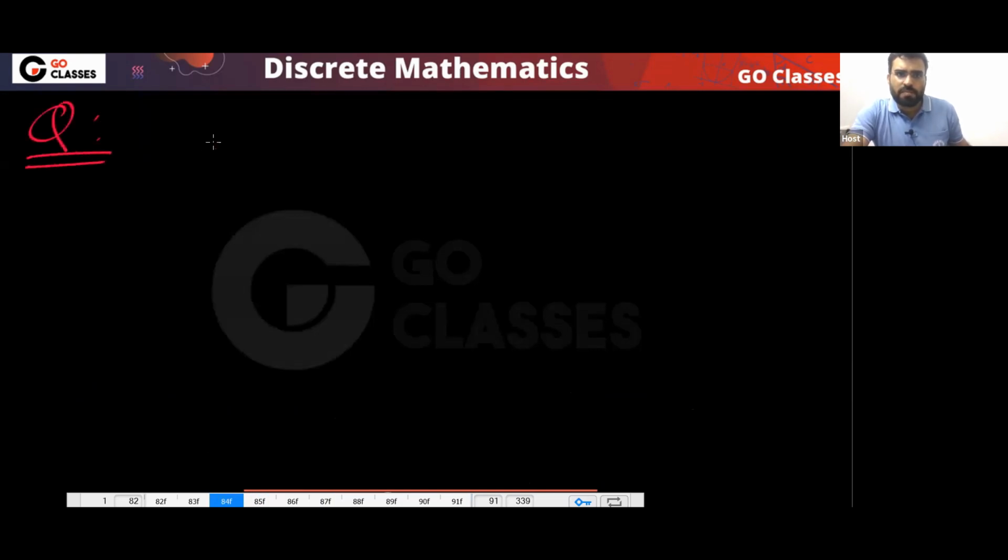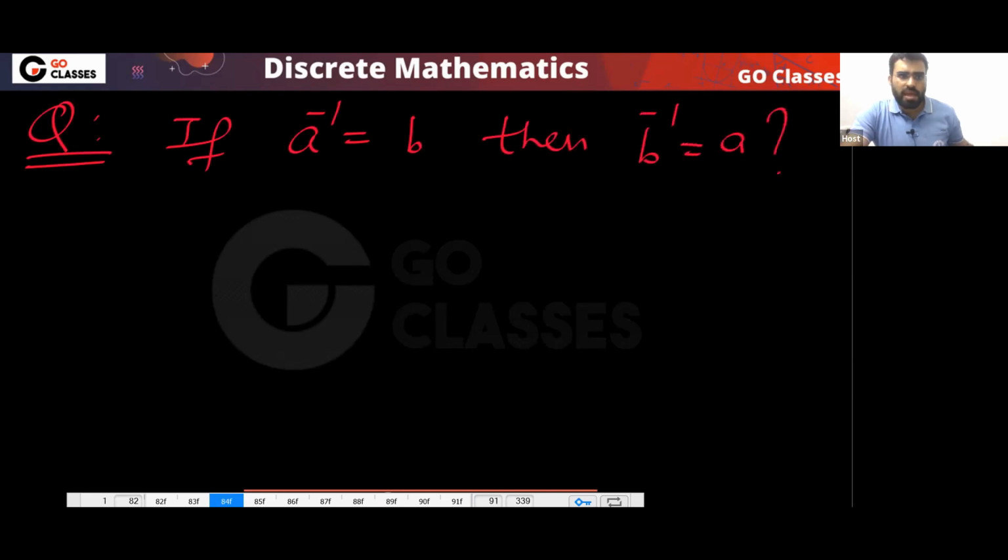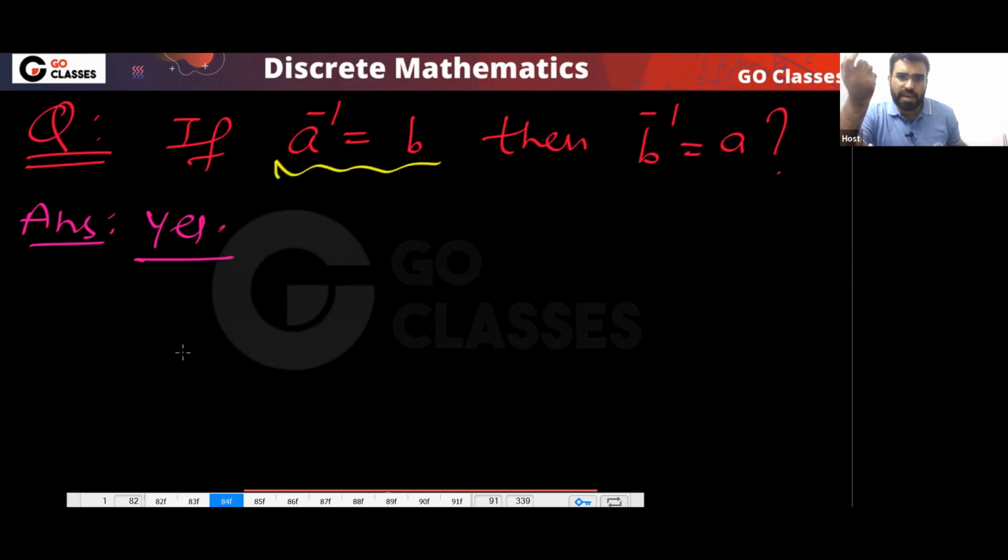This is my question. If A inverse is B, then can I say B inverse will be A? Yes, very simple. Basically, if A inverse is B, the answer is yes, because what this means is that A inverse is B.